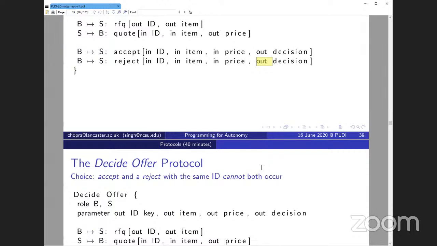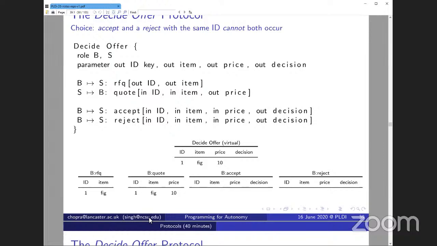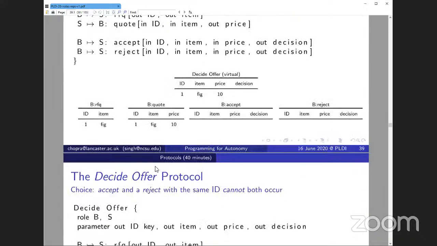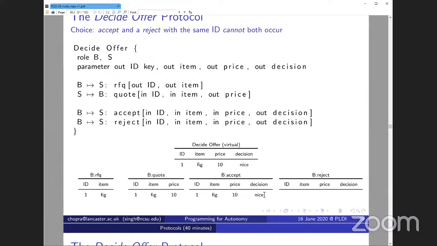And here's an illustration of it. So in this case, we have the RFQ as before, the quote. We are not showing the seller just because there's not enough space on the slide. But the buyer has a quote. The buyer has nothing in the accept, nothing in the reject. So the buyer sent an RFQ, received a quote. The buyer accepted the offer and decided to put in some item here, something into the decision. So it got added to the accept table.